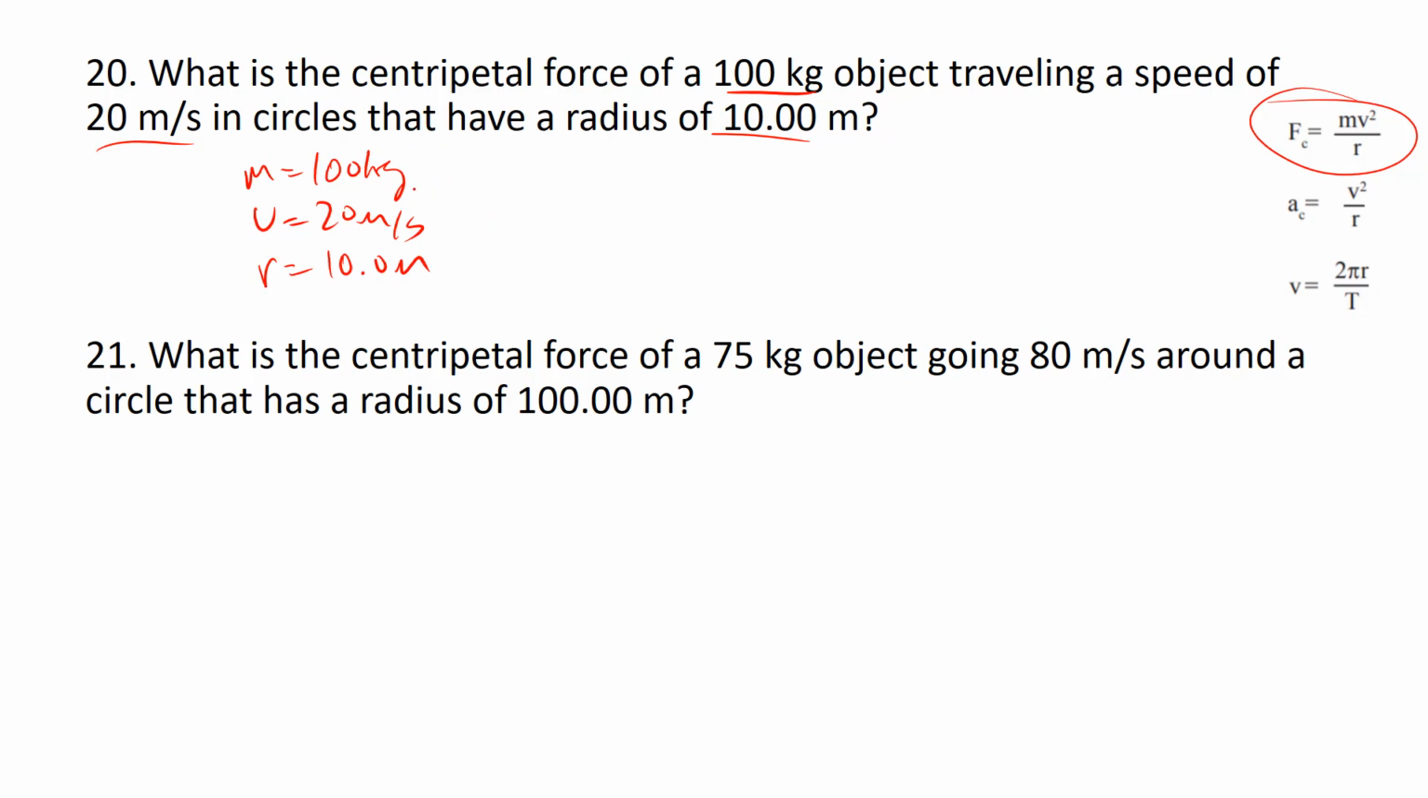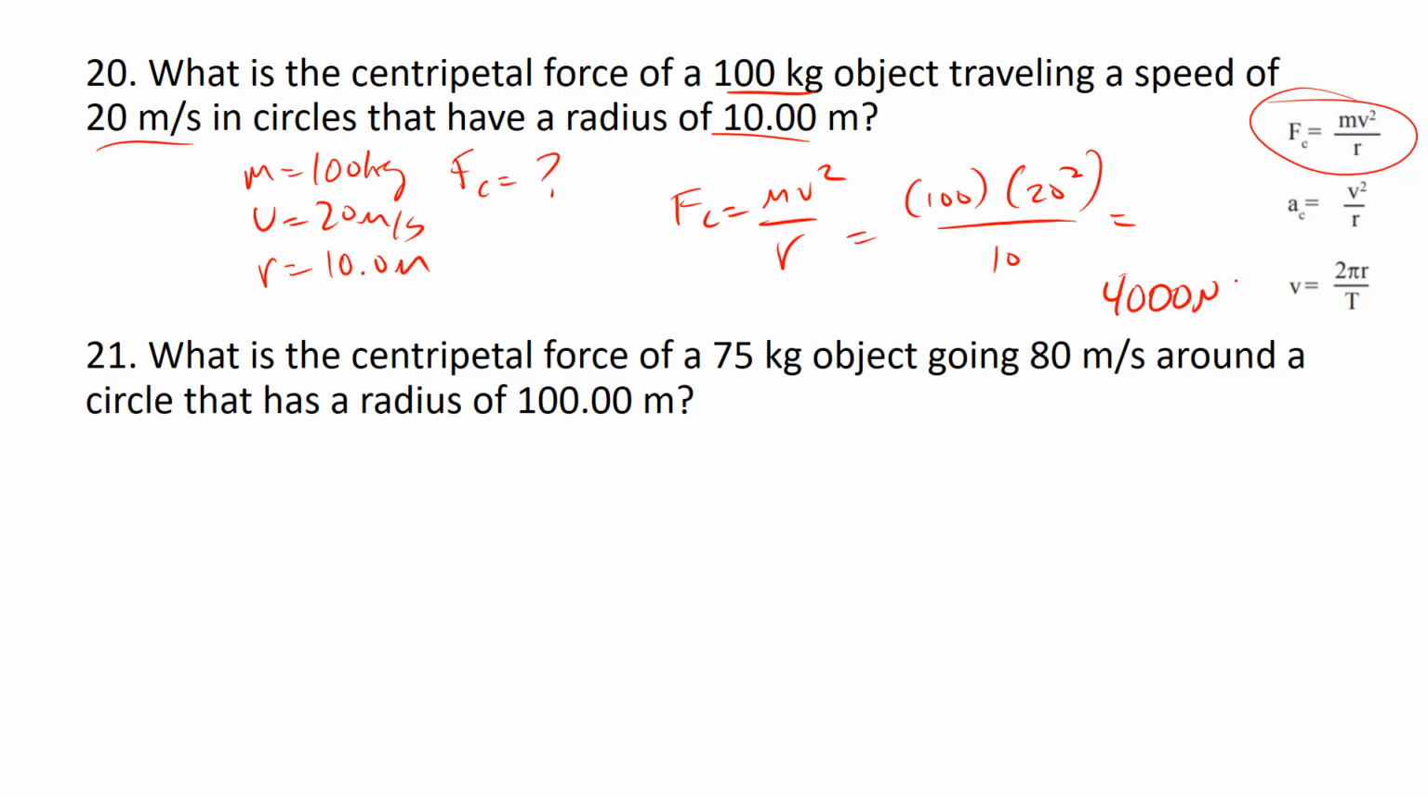So Fc equals question mark, and Fc equals mv squared over r, which equals m, which is 100, times v, which is 20 squared, over r, which is 10. So 100 times 20 squared, don't forget the square of 20, divided by 10, and you get 4,000. So it's going to be 4,000 newtons of force directed inwards in order to have circular motion going on.